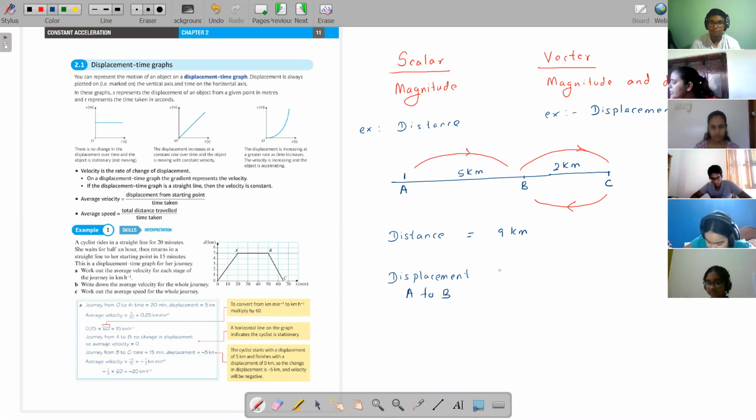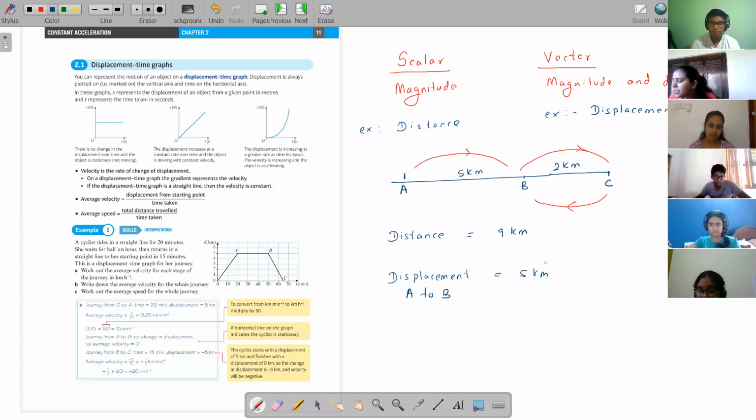5 kilometers. It doesn't matter whether you went another 2 and you came back. That is not a problem. If you went from A to B, it doesn't matter how far a distance you went. Displacement simply gives you the shortest distance between the 2 points that you're considering.